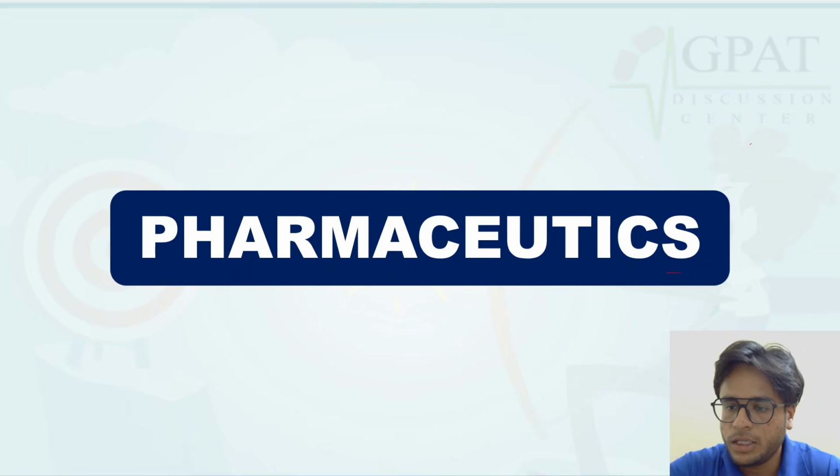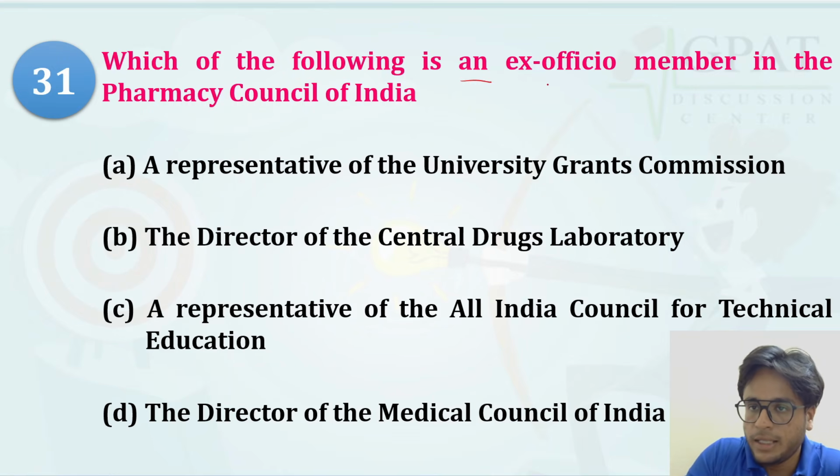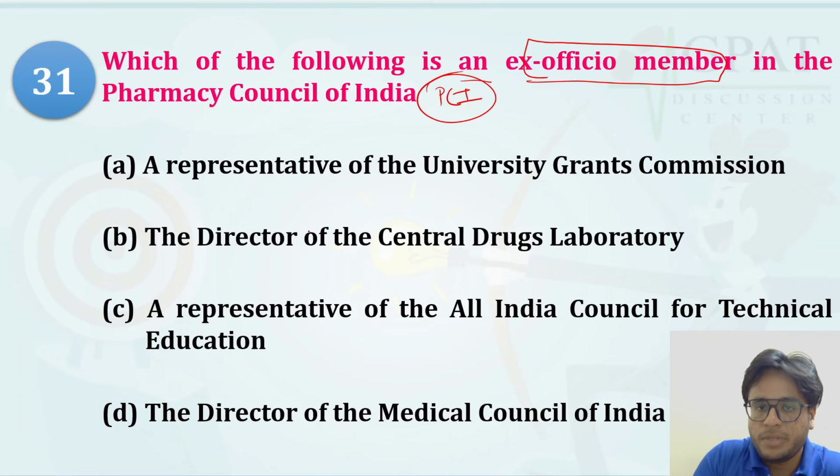Okay, so the first question on your screen is, which of the following is an ex officio member in the PCI? So they are mainly asking about the ex officio member of PCI. Option A is a representative of UGC, University Grants Commission. Option B is the Director General of Central Drug Laboratory, which can also be known as CDL. The third option is a representative of All India Council of Technical Education, and option D is Director of Medical Council of India.